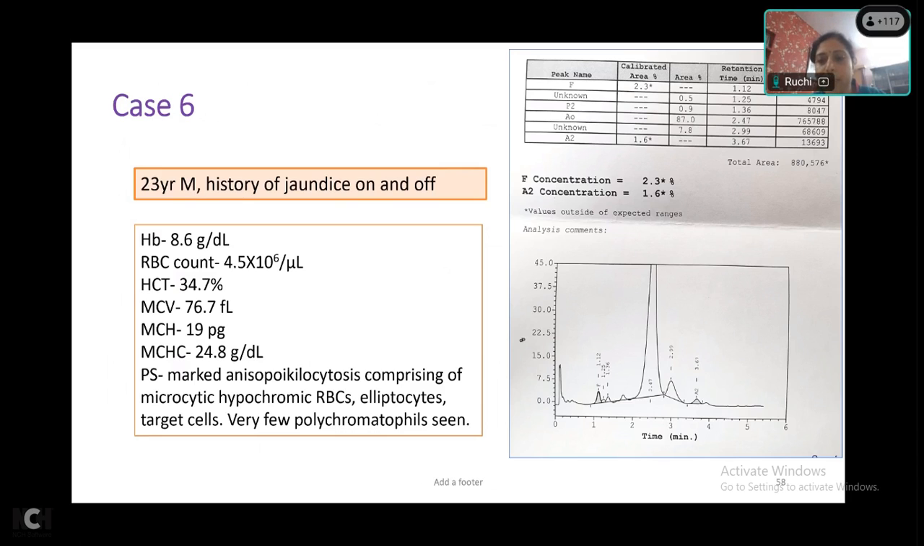Normally when such a sample comes to our lab, we have standardized what the next step is. Can somebody tell me what is the next step? Can you tell me another investigation which we should do? Electrophoresis. Electrophoresis, good, very nice. We should do an electrophoresis.